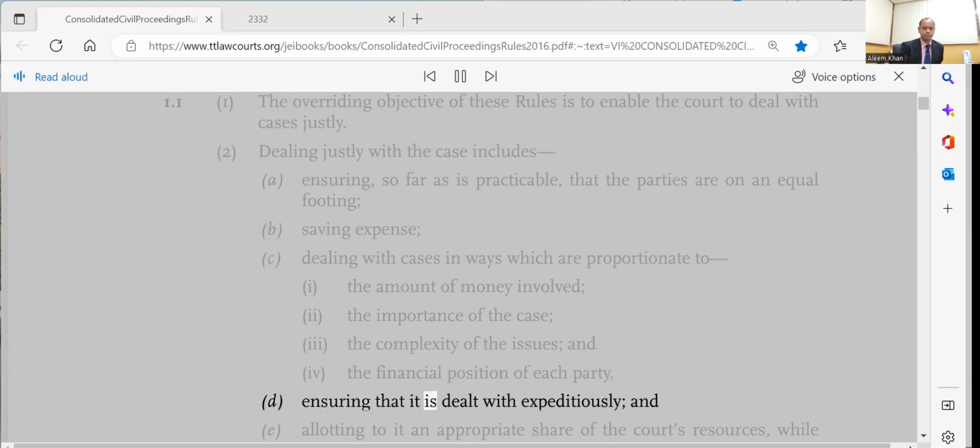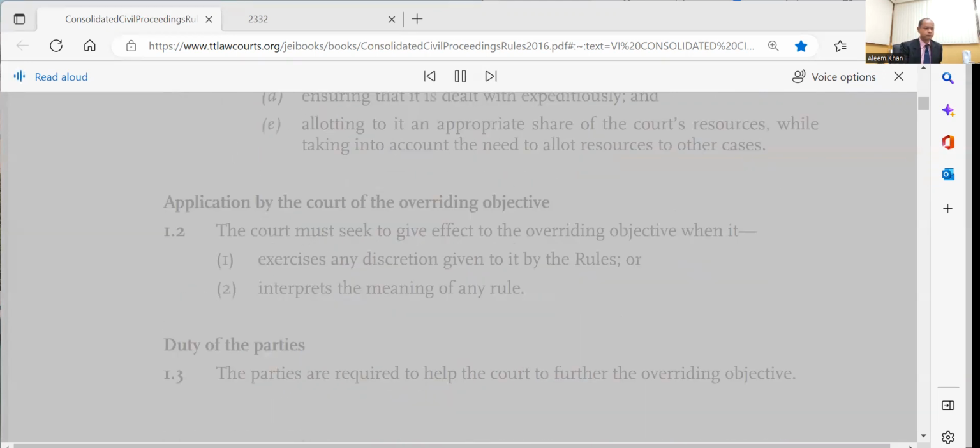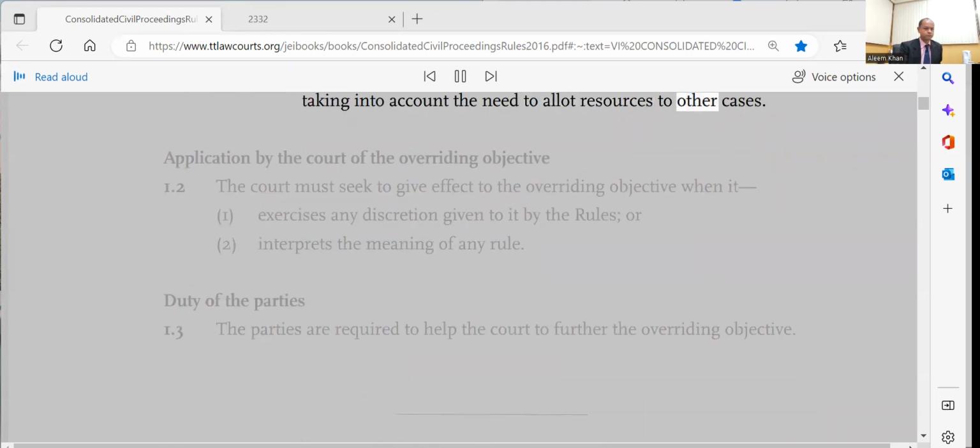(d) Ensuring that it is dealt with expeditiously; and (e) Allotting to it an appropriate share of the court's resources, while taking into account the need to allot resources to other cases.